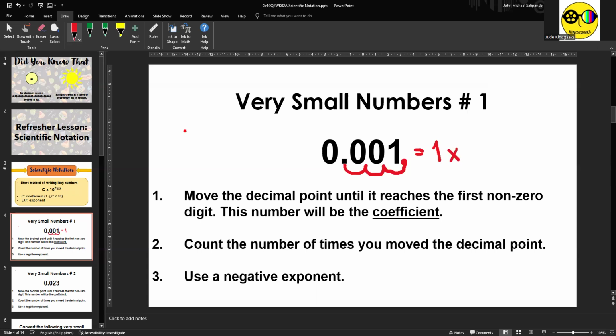Then you simply write times 10. Second step, we have to count the number of times we move the decimal point. As we mentioned, we move the decimal point 3 times, so that will serve as your exponent. But wait, we're not yet done because there is step number 3, in which we use a negative exponent. Why a negative exponent? It's because we're dealing with very small numbers. That's why 0.001 in scientific notation is 1 times 10 raised to negative 3.